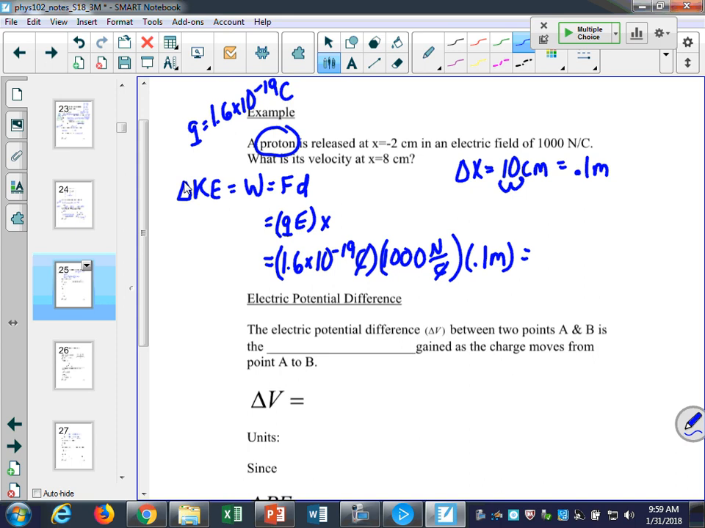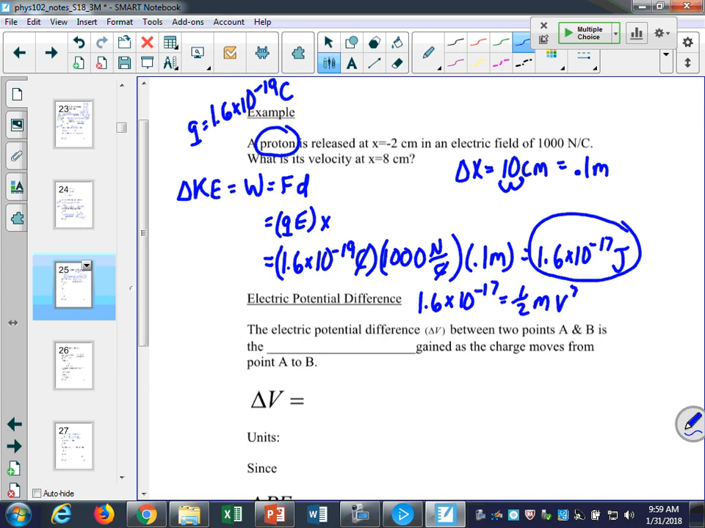well, 1.6 times 10 to the minus 17, I guess. That's in joules. That's not our answer, though. Really, I want to know what is the velocity. But this energy right here is equal to 1/2 mv squared. So I say 1.6 times 10 to the minus 17 equals 1/2 mv squared, and I solve that for v.